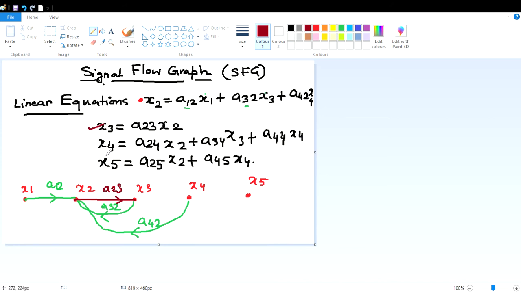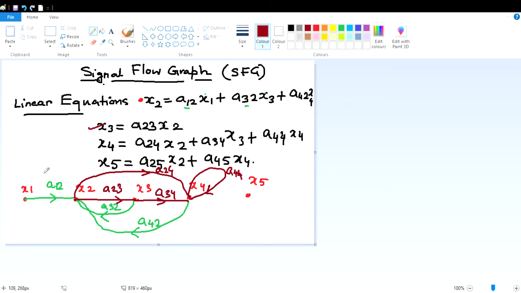Next come to the third equation. Here the x4 part is A24 x2. That means I have to go from node 2 towards 4, so this is A24. Next is A34 x3. So from x3 I have to go from 3 to 4, and the gain is A34. Next is A44. What is A44? A44 x4 means it is coming out from the x4 node, and it is also coming into the x4 node. So this will create this type of thing. This is called self loop. A44 is the path gain of a self loop.